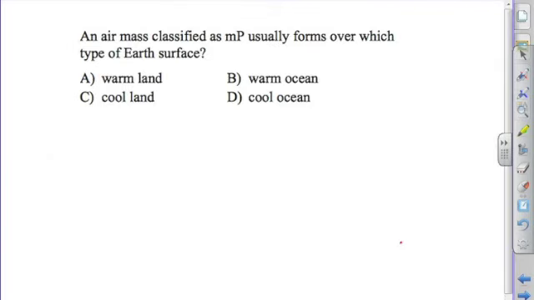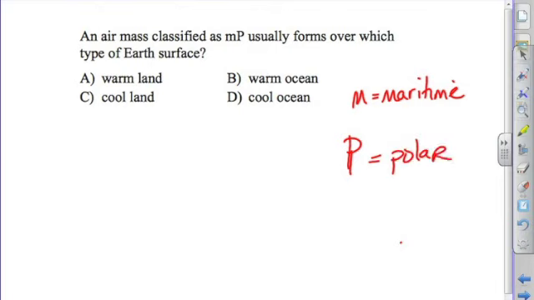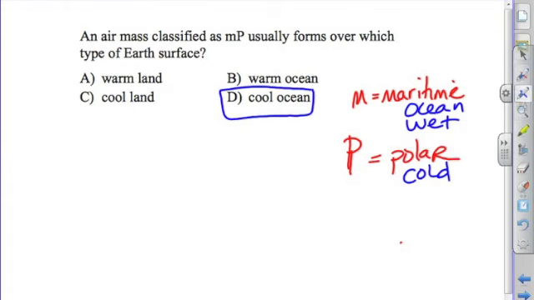All right, last question. An air mass classified as MP usually forms over which type of air mass or Earth surface? So let's see, maritime, P means polar. And again, that's on the reference table for free. Then you can decipher the words and figure out what's what. Maritime means ocean, so it's going to mean wet. Polar means cold, so I'm looking for something that is ocean, moisture, cold. It looks like cool ocean. Choice D, the way to go.